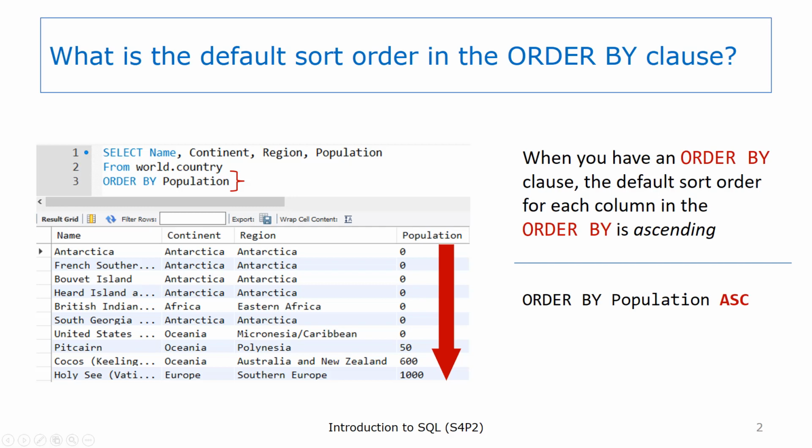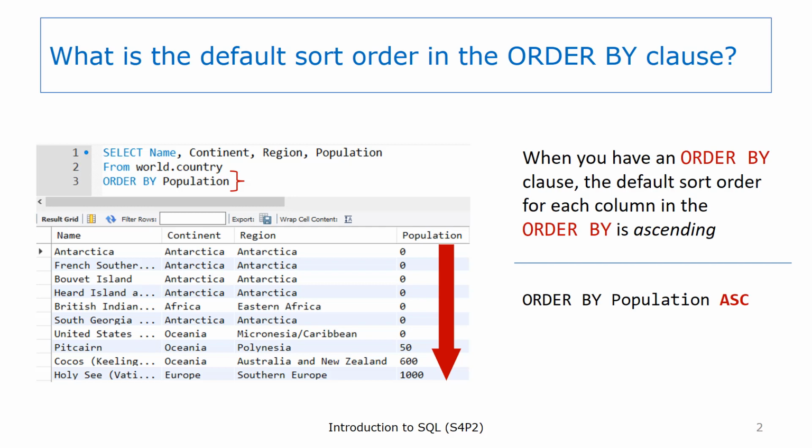In the previous video, we had our first look at the order by clause. You saw how you could use order by to put data that is retrieved by a select statement into a sorted order. By default, when you include an order by clause, each column in the order by is sorted into ascending order. As you can see on this slide, the order by clause is for the population column. That means that when the data is retrieved, it is shown in the result grid in order by the population, from the lowest number to the highest number.